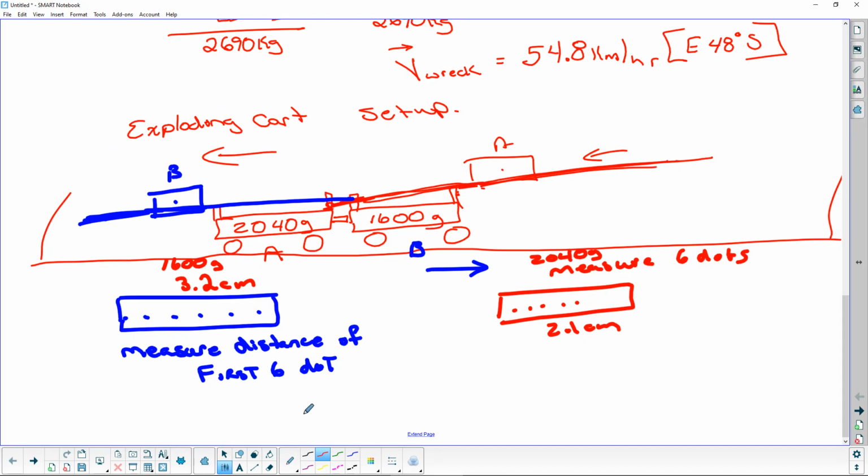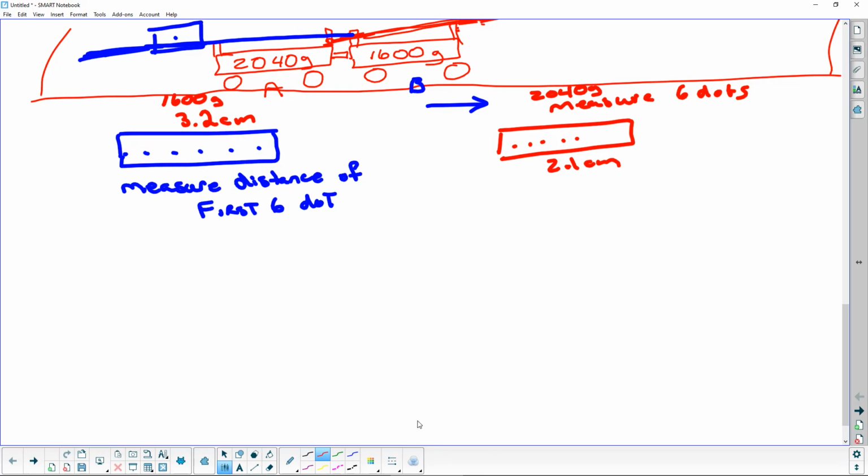All right. So, now that you've got these two things, you then calculate. According to theory, the momentum of B and the momentum of A should be equal to each other in opposite directions, because they were starting from rest and had 0 momentum to start. So the first thing you would do is get the speed of each tape. So 6 dots equals 1/10 of a second.